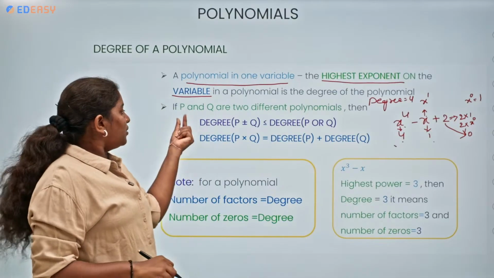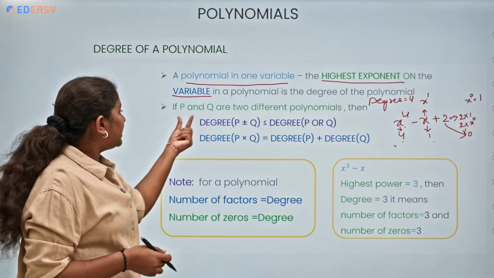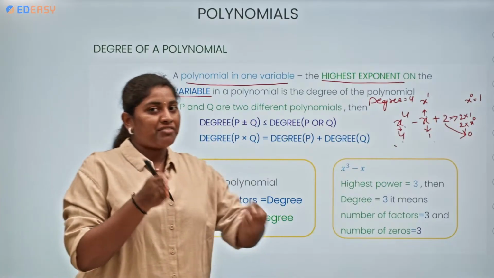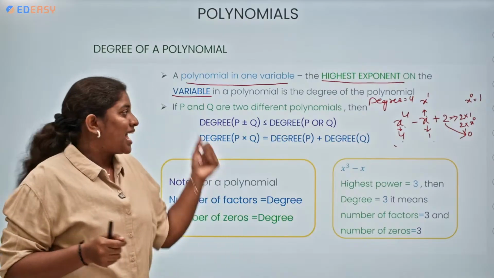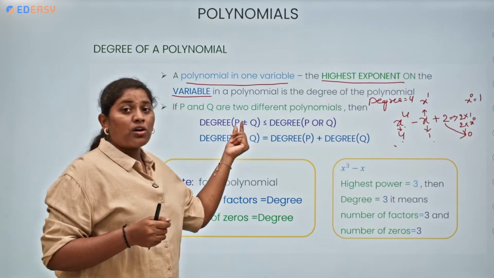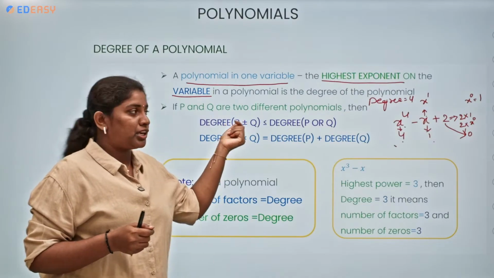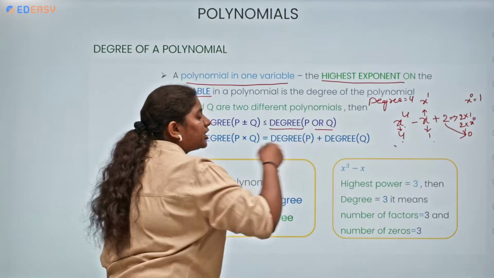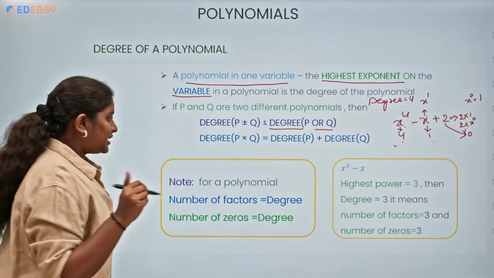Okay. Now let's see what applications we can get. Degree of p plus q. It means what? I have two polynomials, p of x and q of x. If I add those two or subtract those two, then the degree of that resultant will be equal to or less than the degree of p or the degree of q. Okay. I will explain with an example.